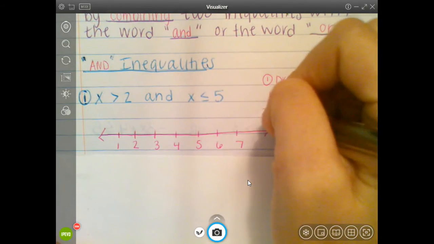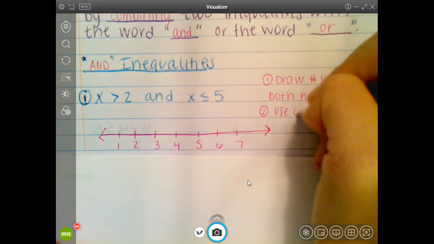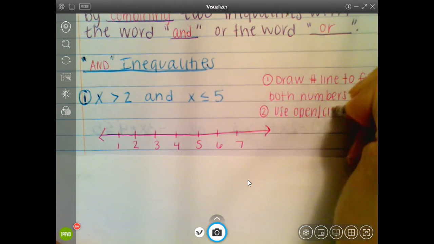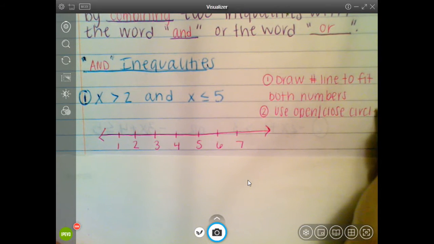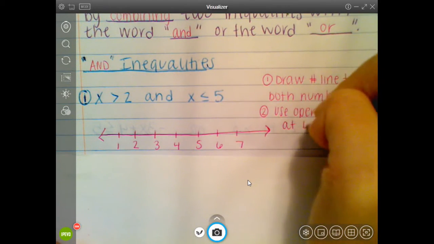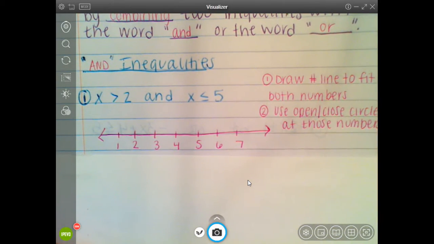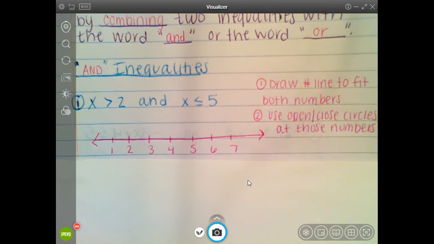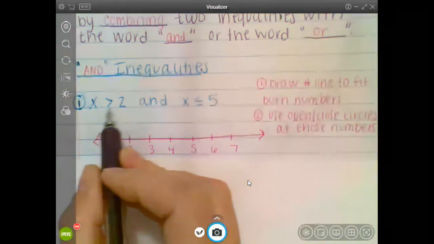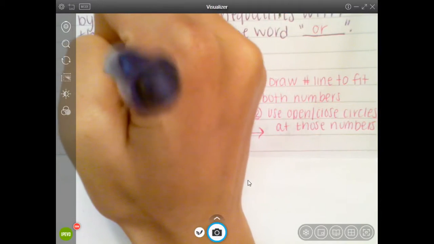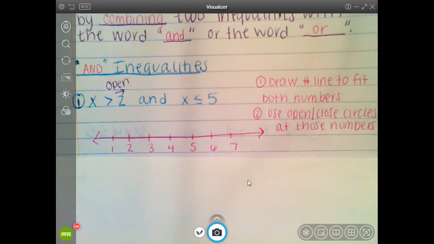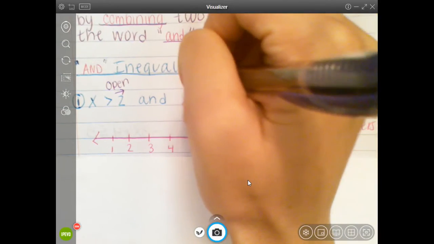Okay, step 2 is going to be, you're going to use open and closed circles at those numbers. Now this is where you definitely probably want to use a pencil, or you can use 2 different colors so you know you did it. So if I start with x is greater than 2, well, it's not equal to it. So I'm going to make a couple of notes for myself. This is going to be an open circle, and it's going to go to the right because it's greater. And this is going to be a closed circle, and it's going to go to the left.